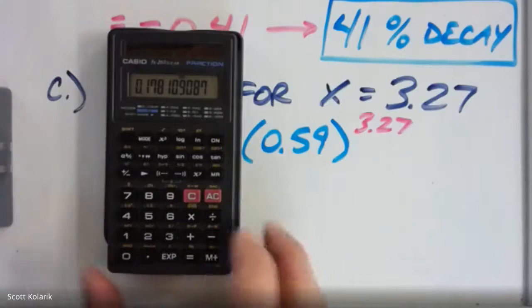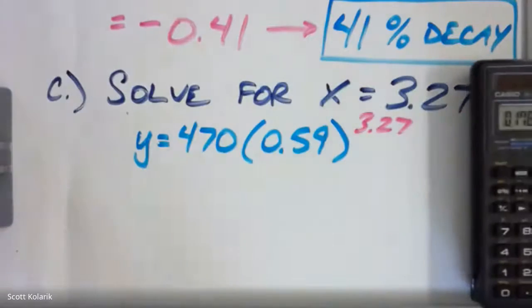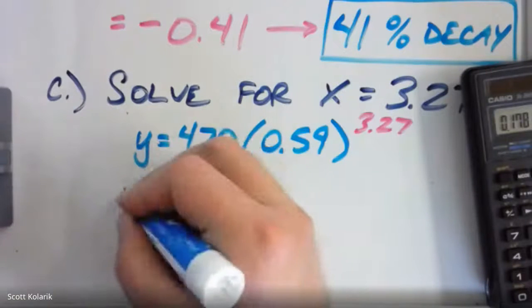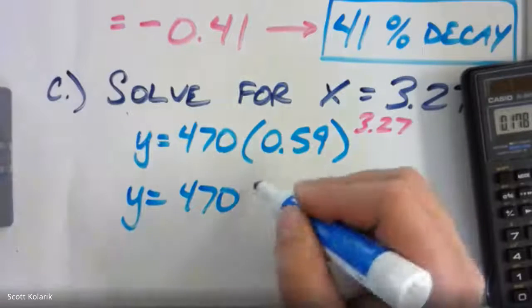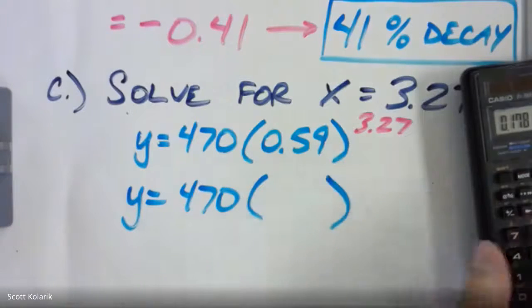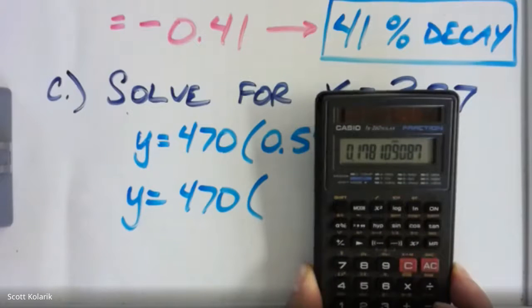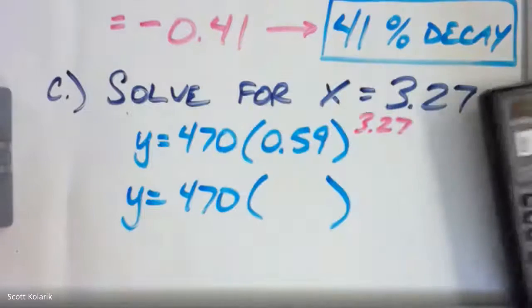Okay, these are not friendly numbers. That's done on purpose, so you can't do it in your head. So when I've done 0.59 to the 3.27 power, I get y equals, don't forget about that number out in front, that a value, 470. But now I'm going to get a gross decimal as a result of this exponent. In this case, 0.178109087. Now remember, I said round to the nearest hundredth, or 2 decimal places. If I round this number to 2 decimal places, that's 0.18.